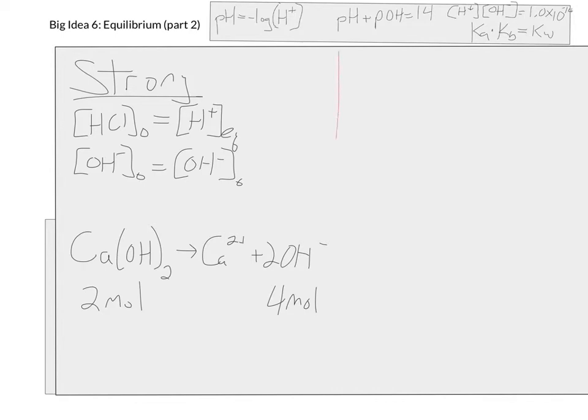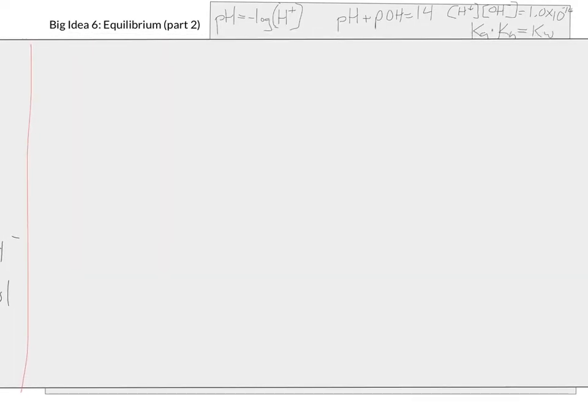Next section here, we will deal with weak acids. So if we had weak acids all by themselves, and we'll just do acids first. Weak acids only partially dissociate. It's important to note that HF is the only acid with a halogen that's weak. All the other ones are strong.